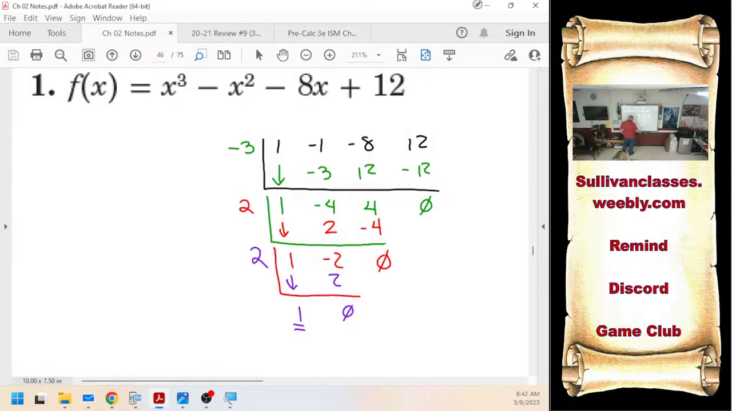This is also how you can reverse engineer the factors of a polynomial. I know that x plus 3 and x minus 2, the quantity squared, makes this thing. Okay?